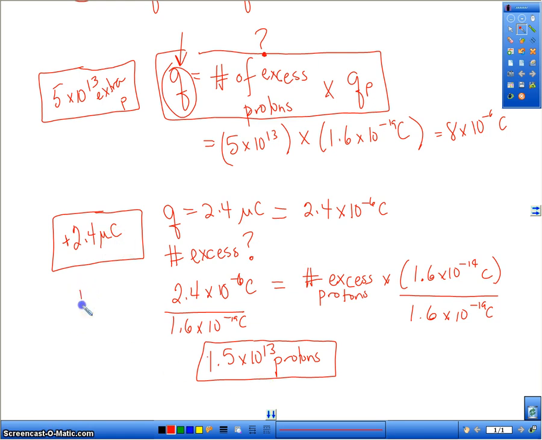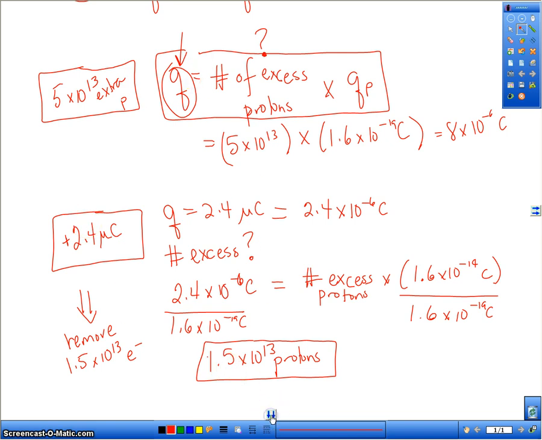Another way of saying this is we would need to remove from that box, in order to create this charge, 1.5 times 10 to the 13th electrons. Because if we removed those electrons, we would leave behind an excess of 1.5 times 10 to the 13th protons, since the box originally began neutral, meaning it had equal numbers of protons and neutrons. So for every time I remove an electron, I leave a proton behind. So if I remove this many electrons, I leave this many protons behind. Okay? So that's the general idea behind this formula.